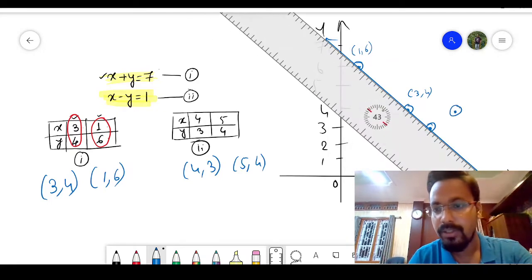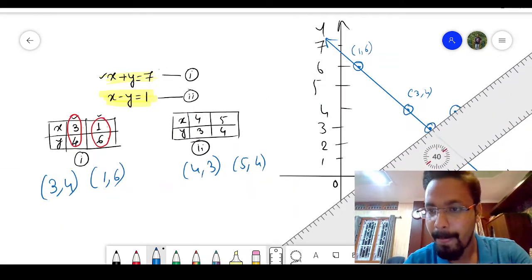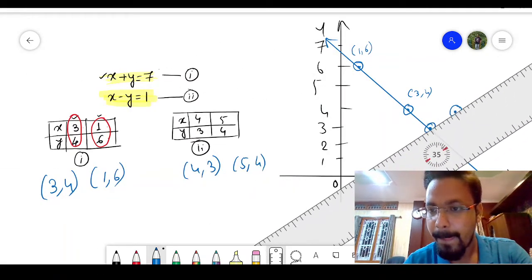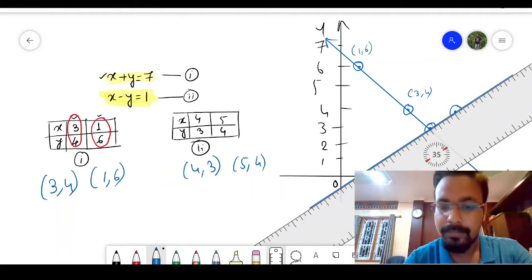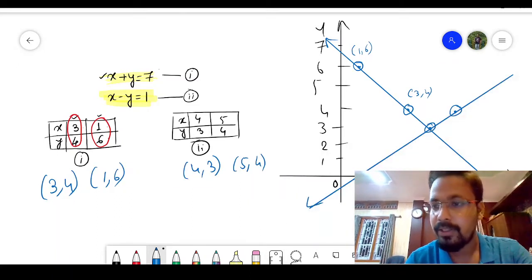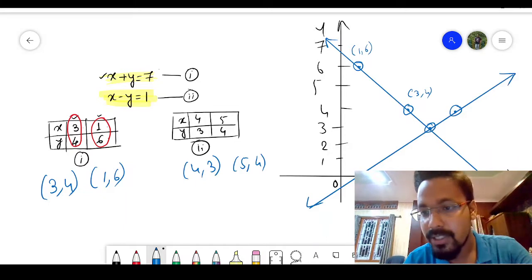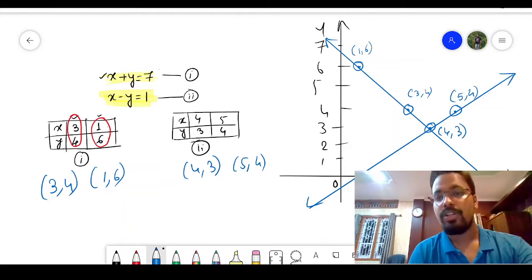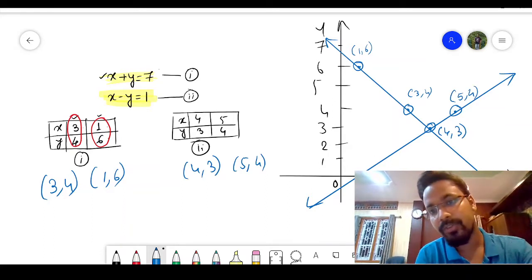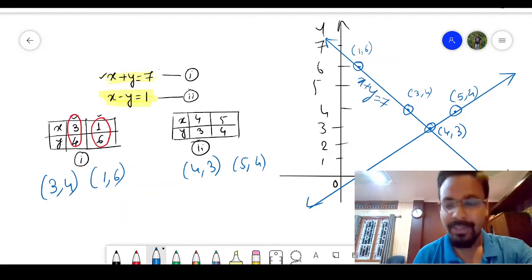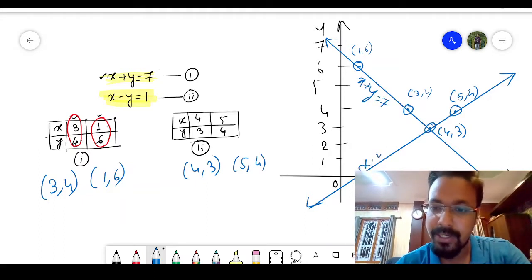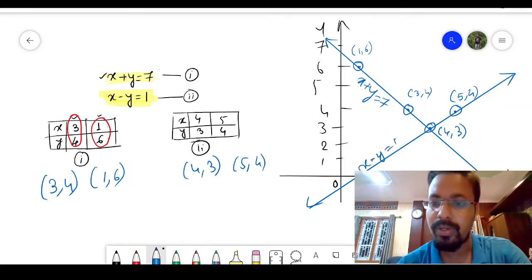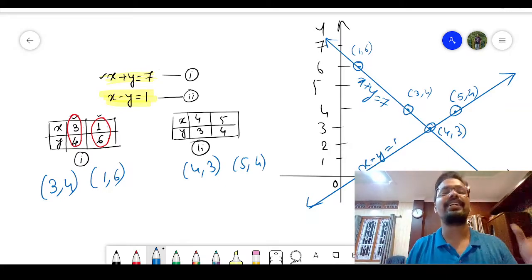So if we draw another line, okay, so this is our 4 comma 3 and this is our 5 comma 4. Okay, so now the first line that we drew was for the equation x plus y equals 7, and the second one is for x minus y equals 1. Okay, so that's how we represent it graphically.